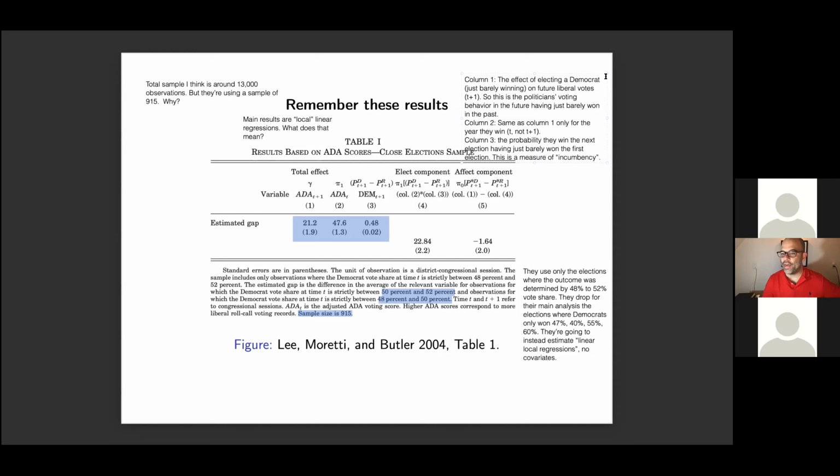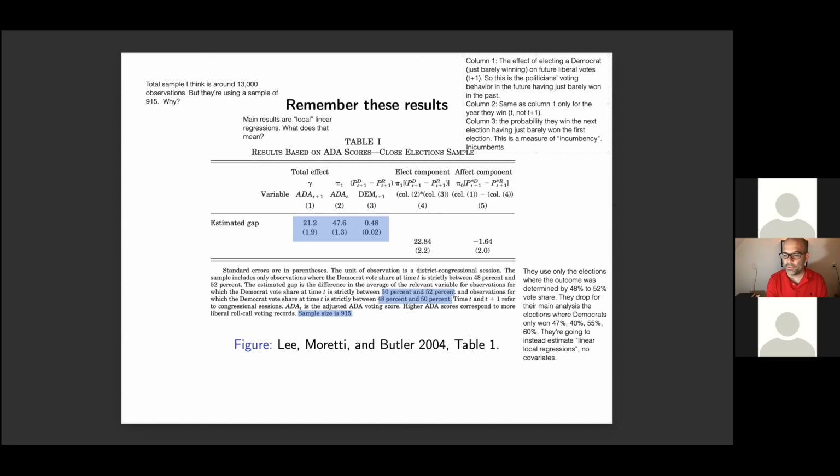Incumbents are the politicians who were already a politician when they ran for re-election. So Trump was the incumbent because he was running for re-election. Biden was the challenger. So this one is a measure of the likelihood that a politician wins again, having just barely won.